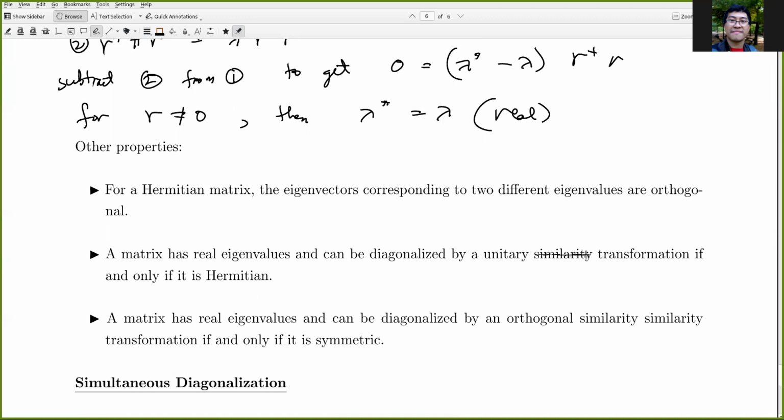Unitary transformation is similar to similarity transformation, but we use a unitary matrix. A matrix has real eigenvalues and can be diagonalized by an orthogonal similarity transformation if and only if it is symmetric.